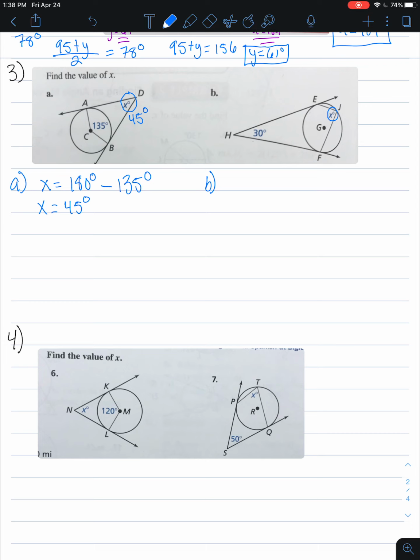Here for B is where it gets just slightly more complicated, because notice that this X right here is different than this 135 right here. So if we were to connect E, G, F and find that angle, that would be the same type of angle as this 135 degrees. But this X here is a little bit different because it's connected on the outside, touching on the circle.